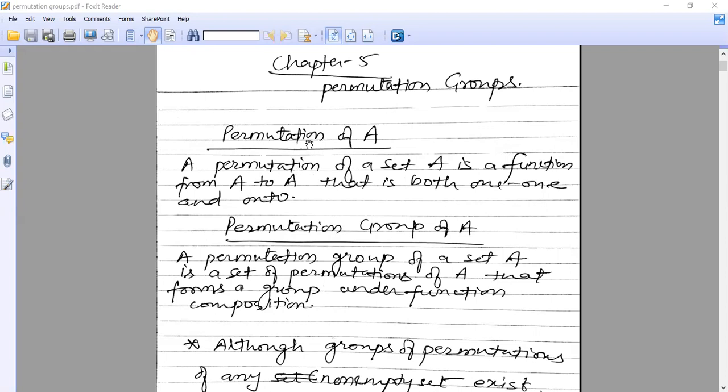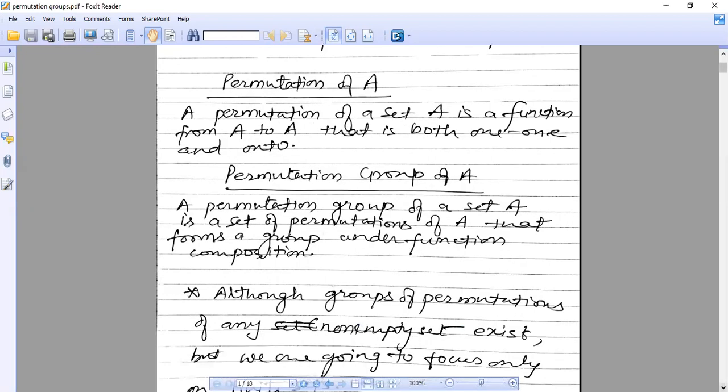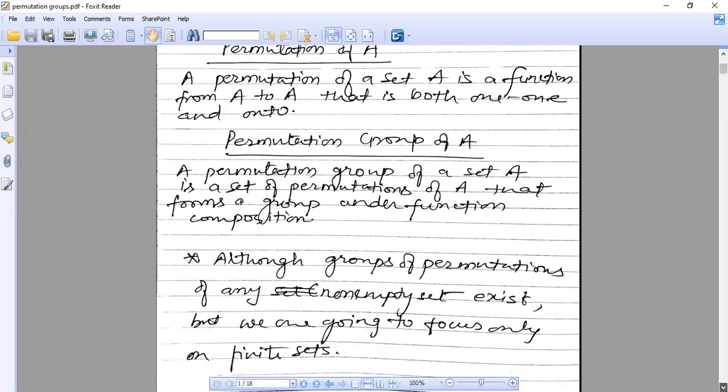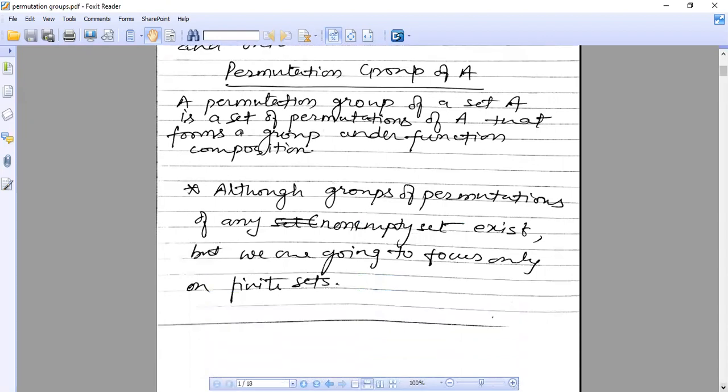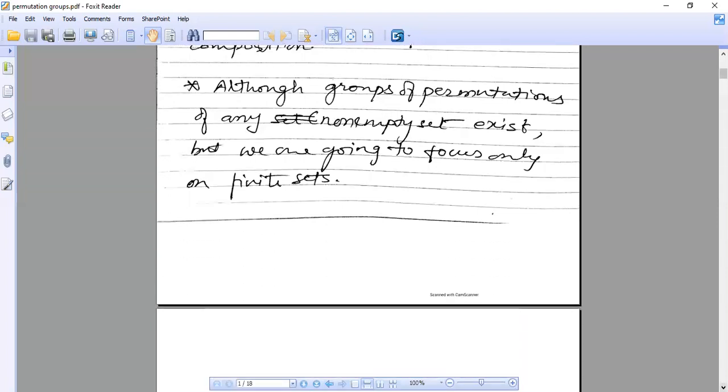A permutation of a set A is a function from A to A that is both one-to-one and onto. And a permutation group of a set A is a set of permutations of A that forms a group under function composition. So we are taking all one-to-one onto functions from A to A and that set under function composition forms a group that is called a permutation group of A. Now, the groups of permutations of any non-empty set exist, but here we are going to consider only finite sets.